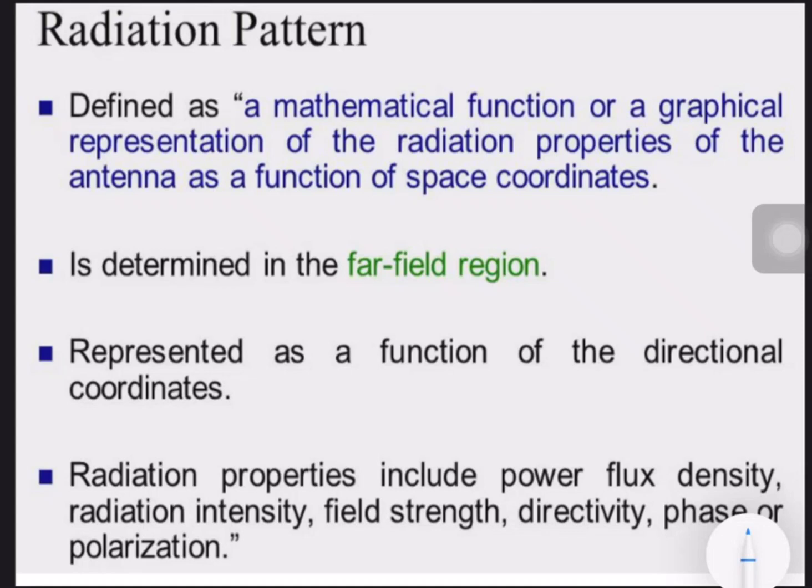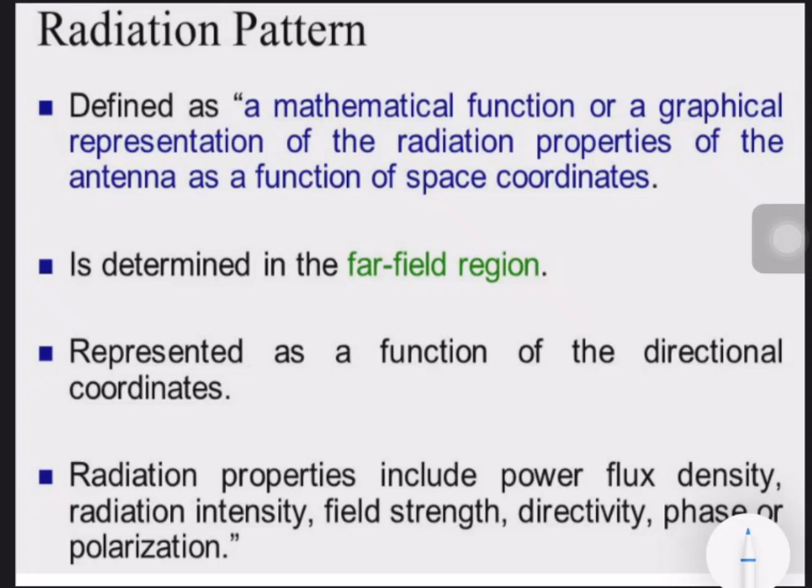As we are discussing this term in relevance to antenna, the radiation pattern of an antenna is a pattern which is obtained by means of the radiation characteristics of an antenna. That is what we can define in a simple way. But technically, we can define the radiation pattern of an antenna as a mathematical function or a graphical representation of the radiation properties of an antenna as a function of space coordinates.